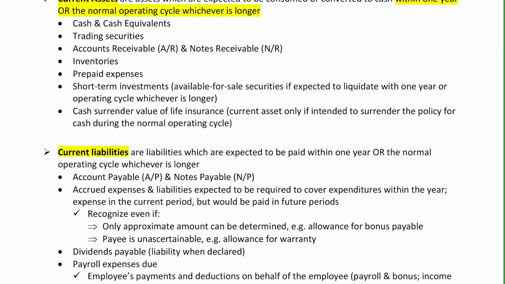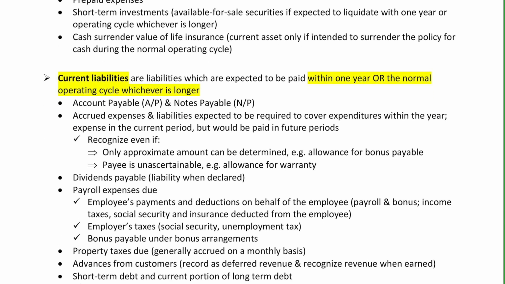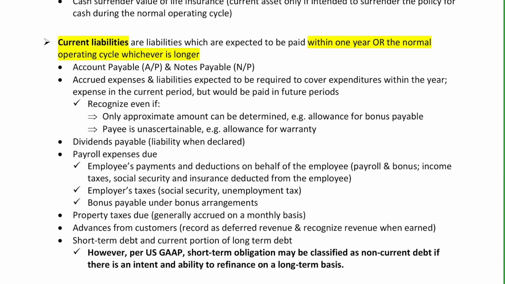Next, highlight current liabilities. So these are liabilities that will be settled, highlight within 1 year or the operating cycle, whichever is longer. So here we're looking at accounts payable, notes payable. We look at accrued expenses and liabilities, dividends payable, payroll expenses due, property taxes due, advances that you've received from customers. And the last one, highlight short-term debt and current portion of long-term debt.